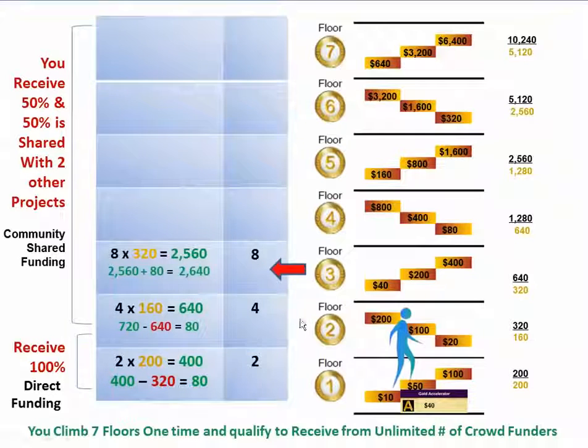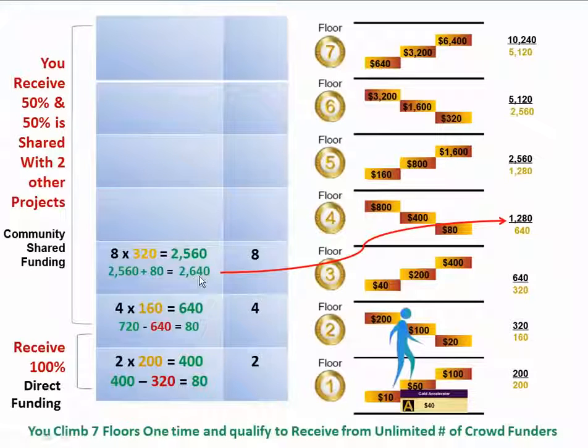Now when these 4 project managers each find 2 each, you potentially now have 8 project managers on your 3rd generation here. When these 8 project managers step up to their 3rd floor and make a donation, remember you receive 50% of what the 3rd floor is, which is 320, times 8, which is $2,560 potential. Now when you add the extra $80 in that you're carrying over from here, that means you have $2,640 towards your project at this point in time.